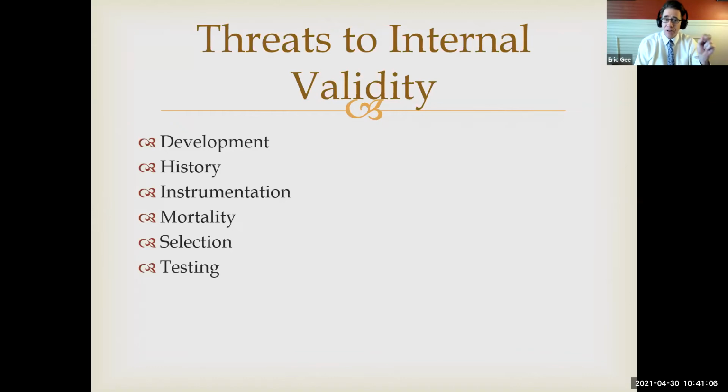So I'm going to talk and kind of describe each one of these threats and hopefully kind of give you some examples of what that would be. All right, the first one there is development. Sometimes this is also called maturation. All right, so this is always a potential problem when you are studying children, because children change over time.